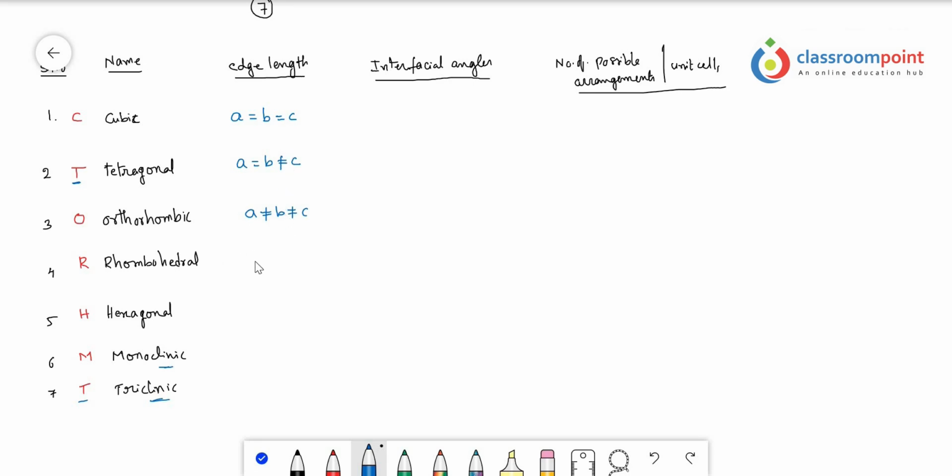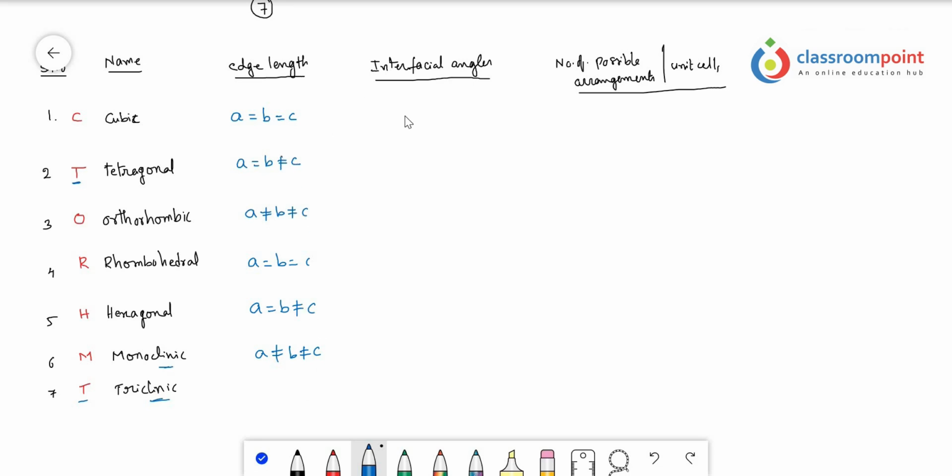When it comes to the rhombohedral, again A equals B equals C, the same set we will repeat here. So hexagonal, again A equals B not equals C. Monoclinic, A not equals B not equals C. Regarding triclinic, we shall discuss at the end.